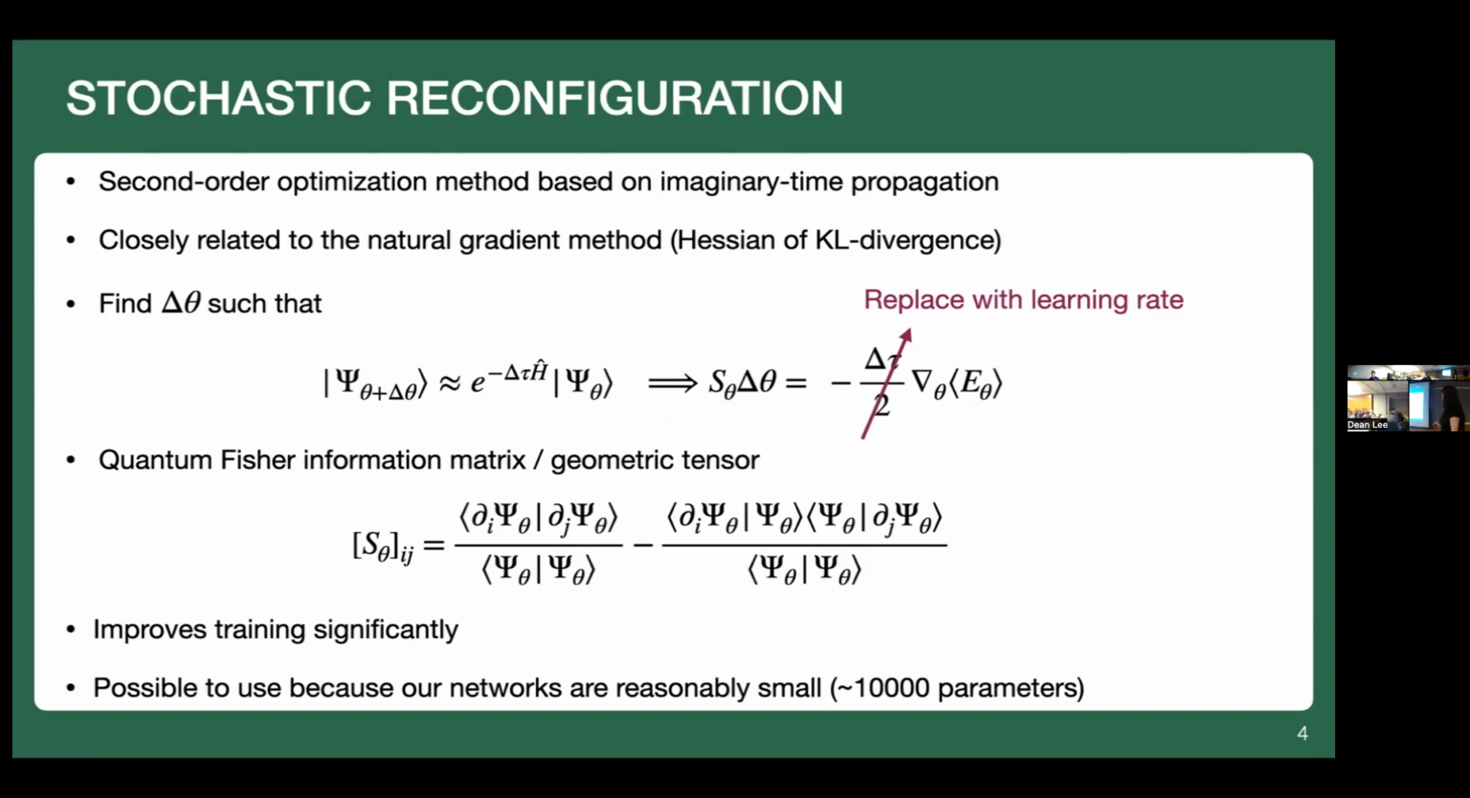So when we invert this and solve for delta theta, this is kind of like preconditioning the gradient here. So we're not only looking at the gradient, but also a little bit of the curvature. So this improves training significantly, and it makes it possible for us to compete with these very, very large neural networks that have millions and millions of parameters, because we optimize in a better way, but we only have about 10,000.